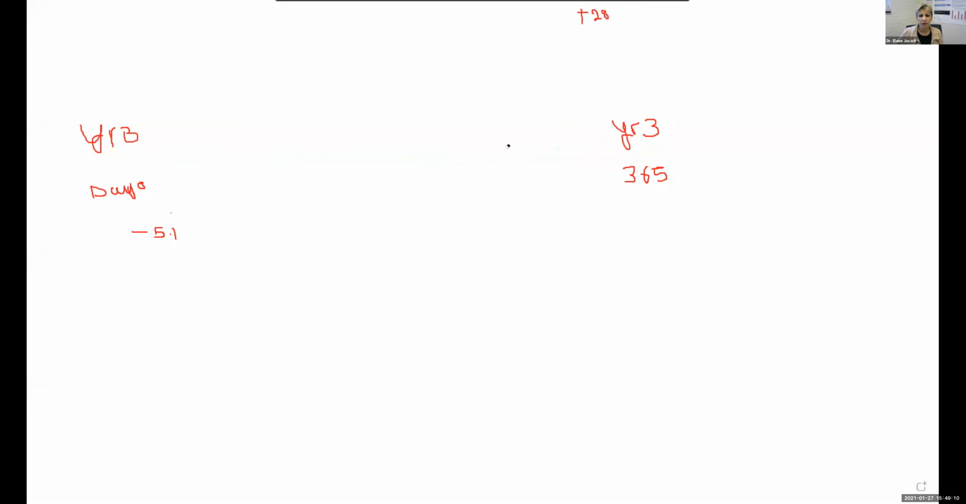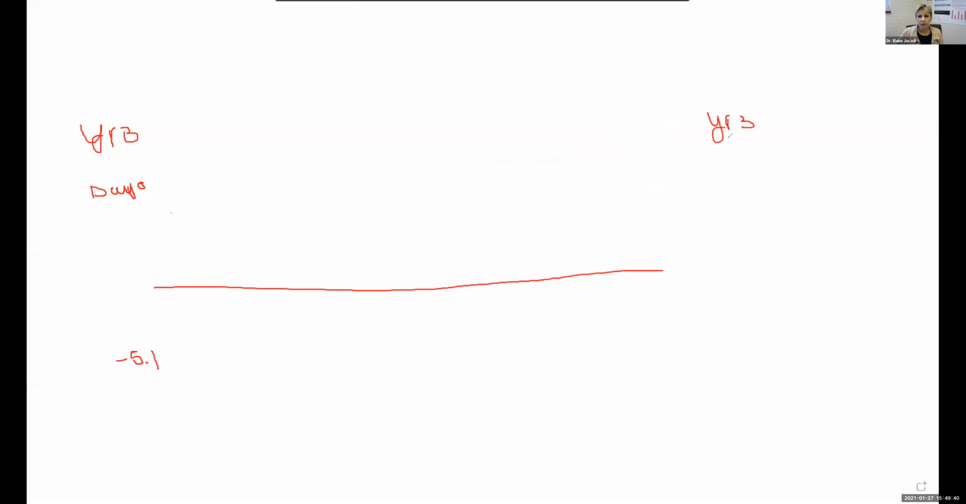Maybe I should draw it again. Let me draw the horizontal line a little bit lower. So here is my year 365. This is day zero, minus 5.1. That's day zero. And then I finish the year. So year three, day 365. I finished it at plus 28. That's a little bit better in terms of proportions.